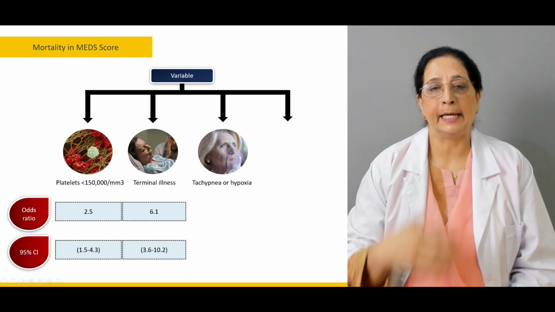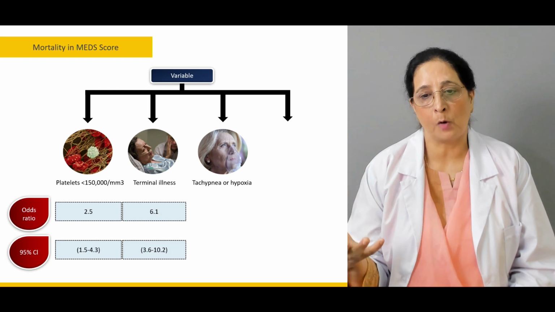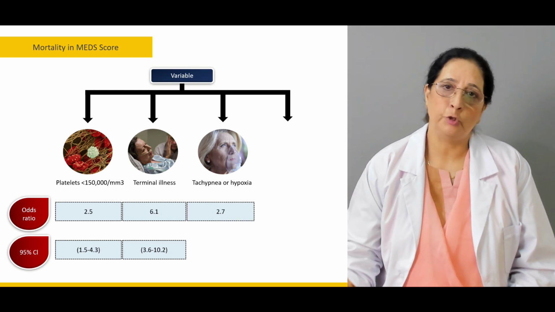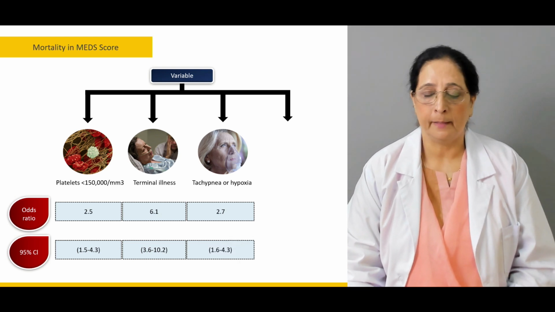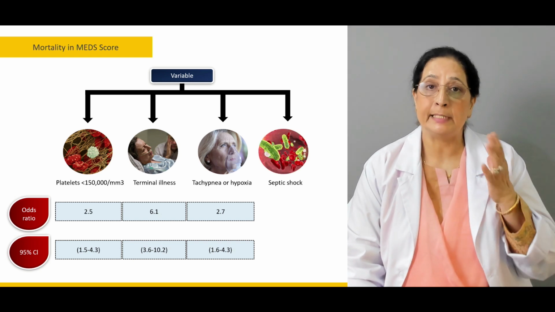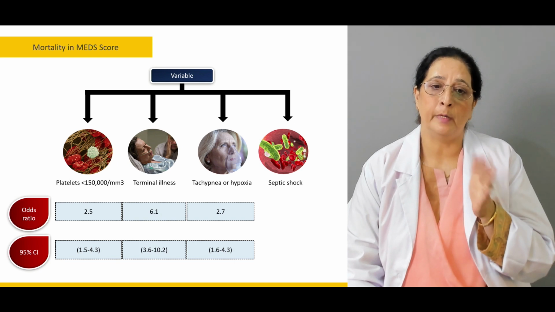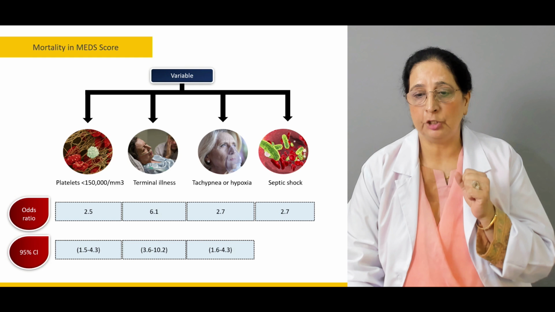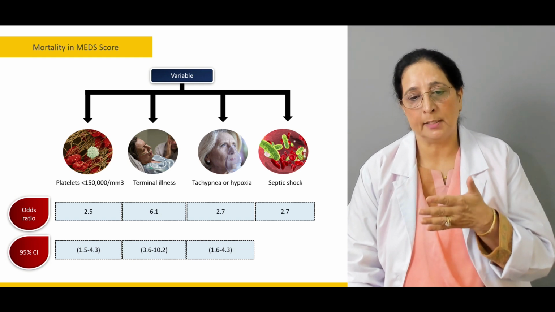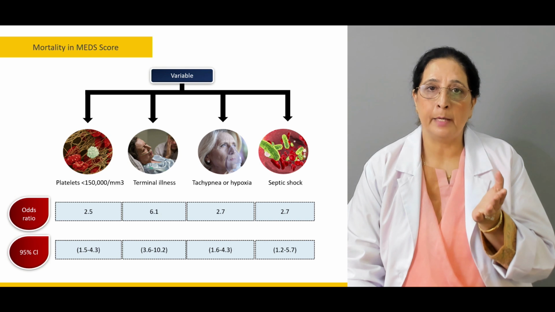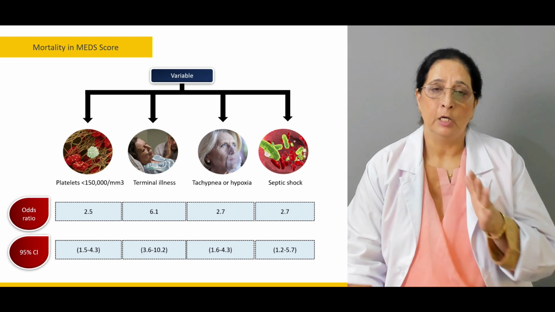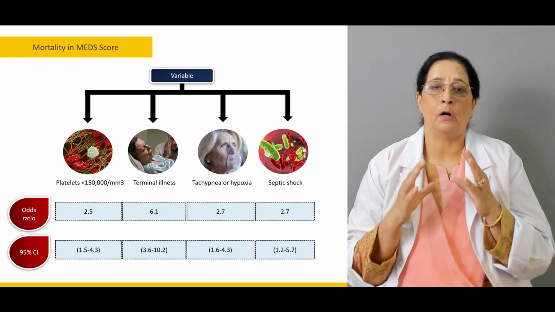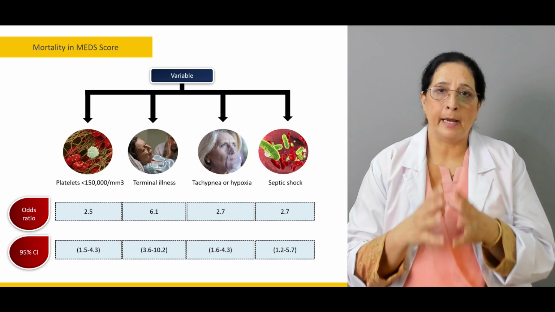Then we have tachypnea, fast breathing, or hypoxia. The odds ratio is 2.7, and the 95% CI is 1.6 to 4.3. Next, the septic shock. How much is the ratio of the septic shock? Odds ratio is 2.7 and 95% CI is 1.2 to 5.7. So all these are the scores of mortality in MED score.